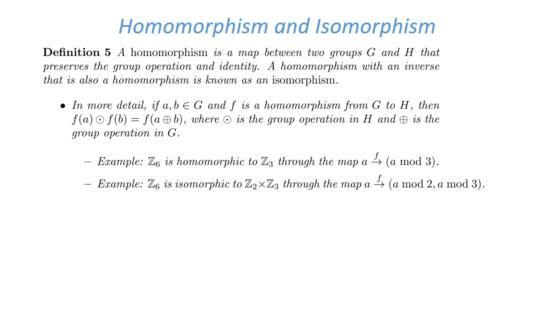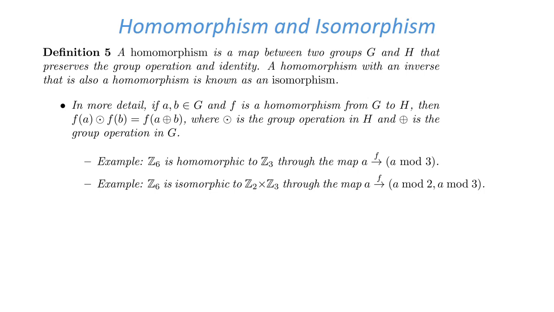In further detail, if A and B are both group elements of G and F is a homomorphism from G to H, then if I first apply F on the two values A and B and then apply the group operation, it is equivalent to first applying the group operation to A and B in G and then applying F. I will get the same value.